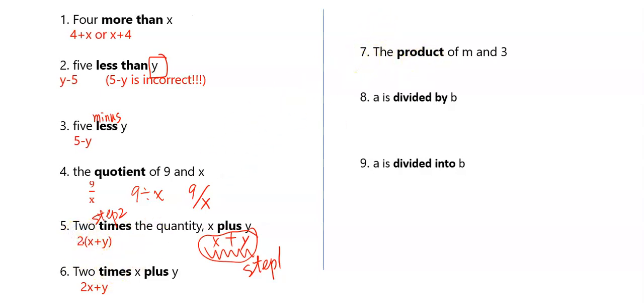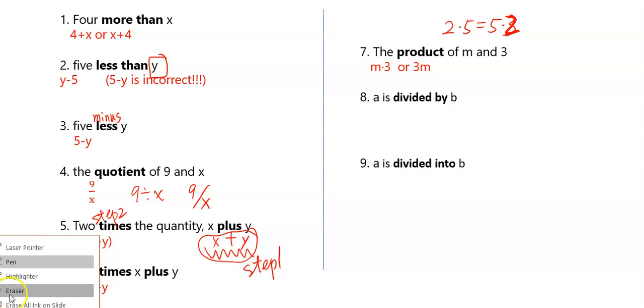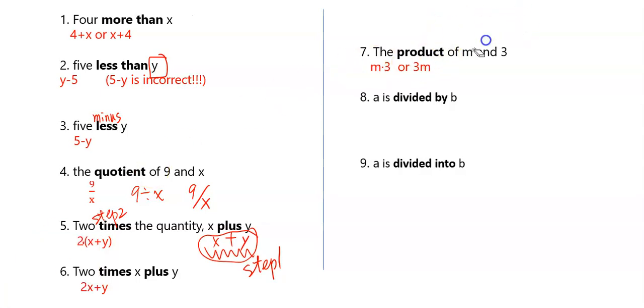Number 7, the product of m times 3. Product means times, which means multiplication. So we're just going to put a multiplication sign between m and 3. And if you want to move 3 and put it as 3 times m, that's fine, because just like addition, multiplication also has the commutative property. Think of 2 times 5 equals 5 times 2, because 2 times 5 is 10. 2 5s are 10, 5 2s are also 10. So for addition and multiplication, we can switch the numbers, but not for subtraction and division.